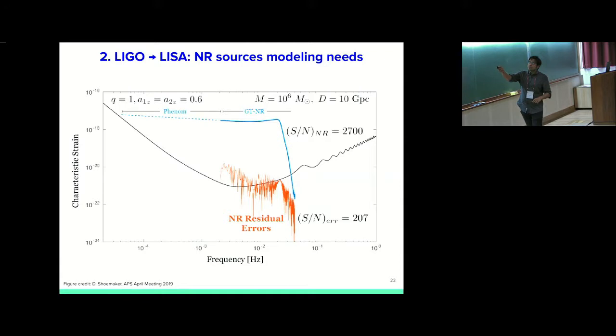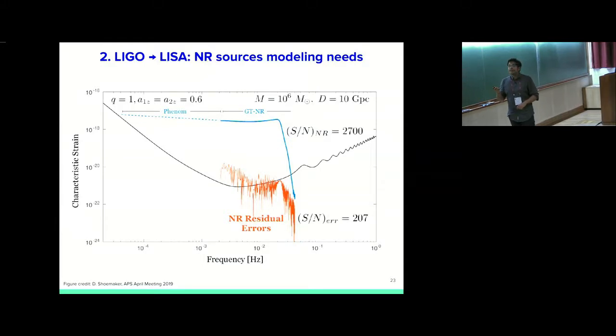And the total signal to noise ratio in this very realistic signal is about 2,700. And if they swap out just the NR part with the simulation at a lower resolution, and subtract the two waveforms, they find that the signal to noise ratio in just the residuals is already above the noise curve itself, right? And this is the relatively easier case to model. This is an equal mass binary with not very loud spins.